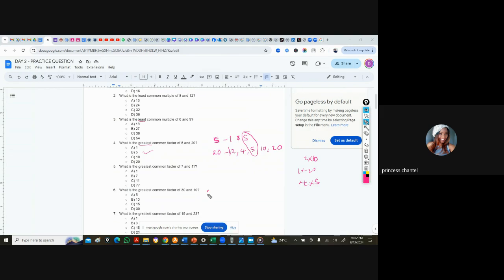I think I had done this one and I got it. All right. Okay, good. So let's look at, tell me, what is the greatest common factor of 7 and 11?